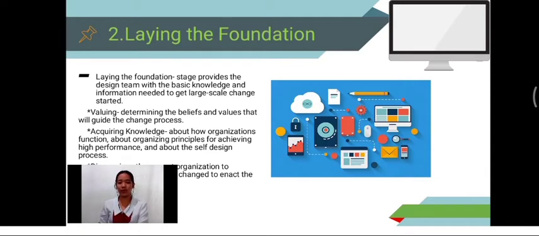First, valuing: determining the beliefs and values that will guide the change process. And acquiring knowledge: how would we acquire knowledge? Of course, by learning from our experiences and reading relevant topics. We need to acquire knowledge to be guided and to learn how the self-design process revolves. And lastly, diagnosing the current organization to determine what needs to be changed to enact the strategy and values. In this activity, we would be able to understand what norms and beliefs are needed for changes.